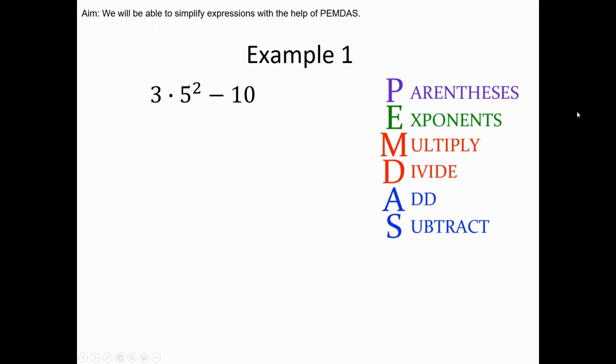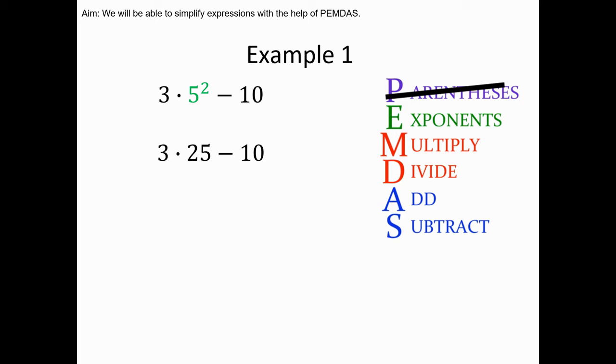So we start with parentheses, but I don't see any parentheses. So we can cross that off. But then our next step is exponents, and I see an exponent, 5 squared. So let's go ahead and simplify that. 5 squared, that's 5 times 5. So that means we're going to get 25. So we have 3 times 25 minus 10.